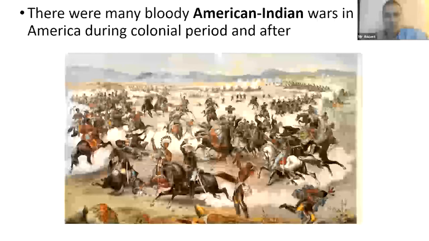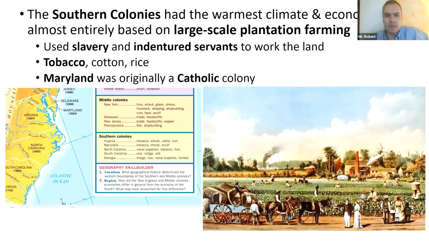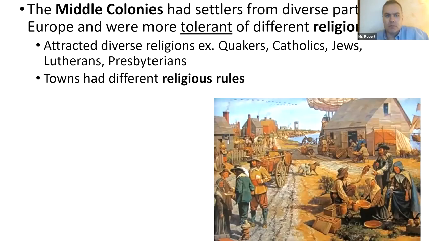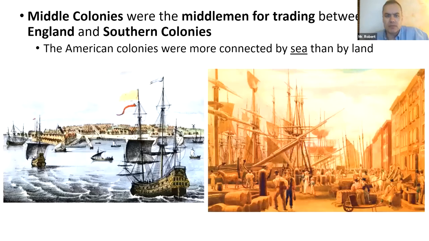Now, let me explain something that's very important geographically. You might say, why were they trading? What were they trading for and how? Like just with England or what? Well, what they were trading was with their own other colonies.